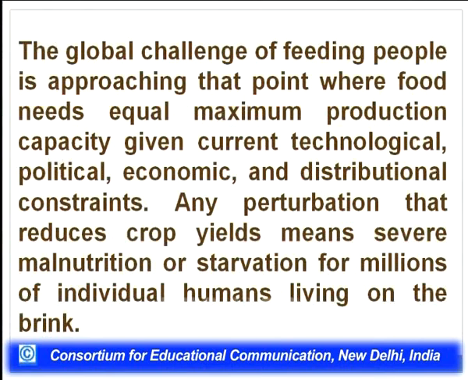For example, the global challenge of feeding people is approaching the point where food needs equal maximum production capacity, given current technological, political, economic and distributional constraints. So if we look at this example, the challenge of feeding people is approaching its maximum carrying capacity. Now, any perturbation that reduces crop yield means severe malnutrition or starvation for millions of humans living on the brink. So even if a small change occurs, the maximum carrying capacity is going to suffer. If there is a reduction in the crop yield, there is going to be starvation and malnutrition for millions of individuals.